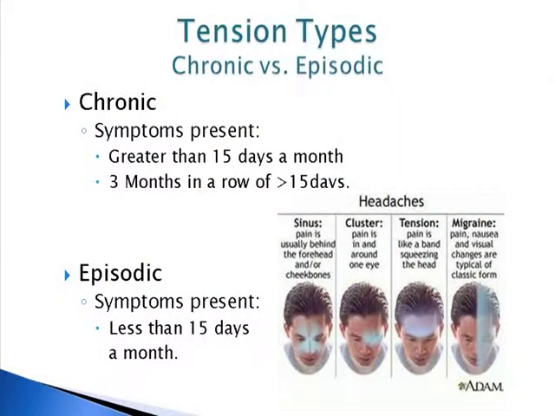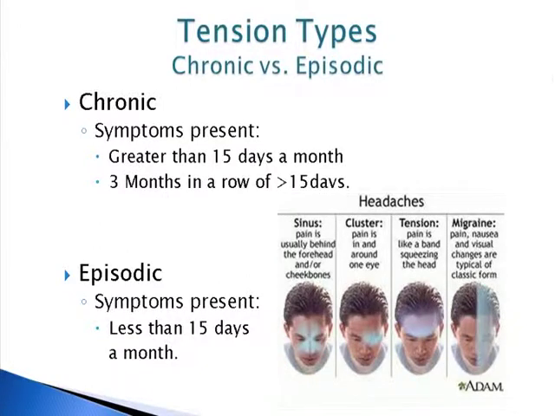So getting to the types, as far as what I was talking about, chronic versus episodic: chronic is defined as getting greater than 15 headaches a month for 3 months in a row. So basically having a headache about every other day for 3 months in a row, which I would definitely classify as being chronic. Episodic is basically anything less than that, right?